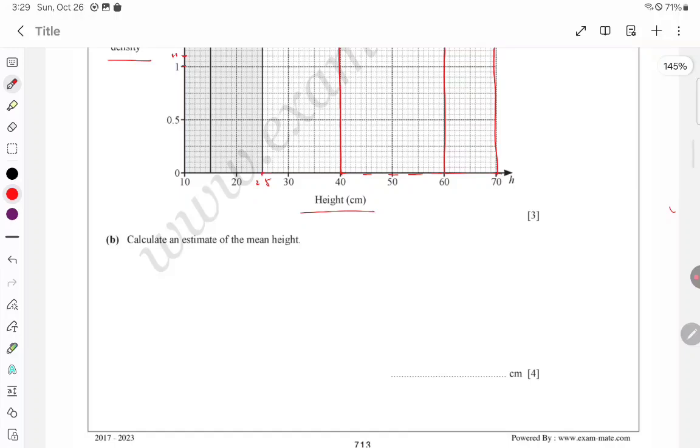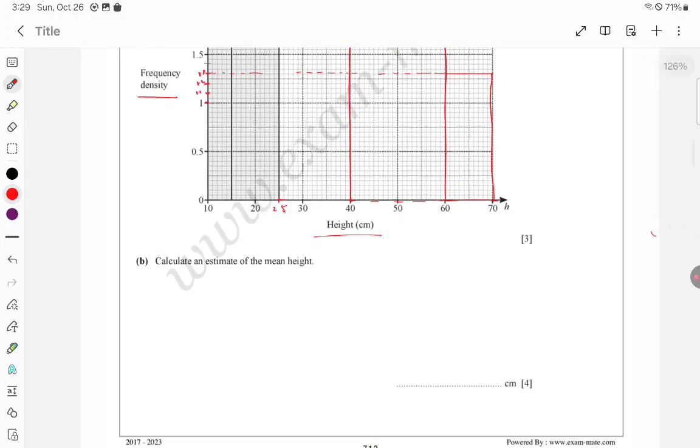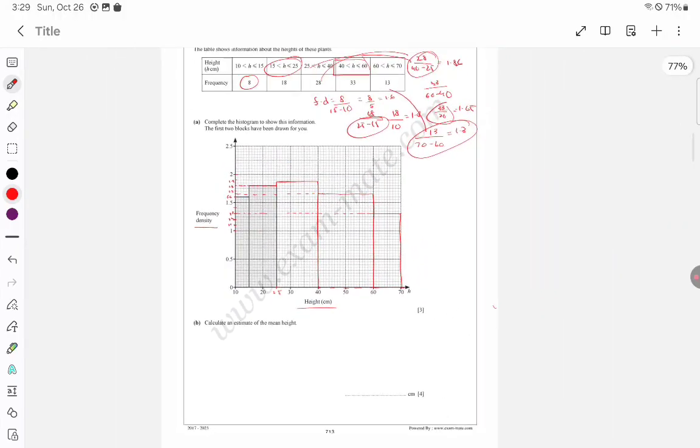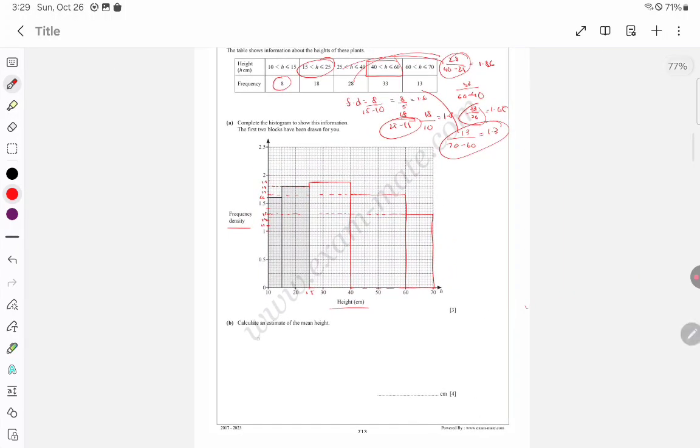Now for B, calculate an estimate of the mean height. In order to calculate the mean height, again we have to complete our table. We have to calculate the midpoint x, then the fx. This is our x and this is our fx, which we can calculate by multiplying the midpoint with the frequency.